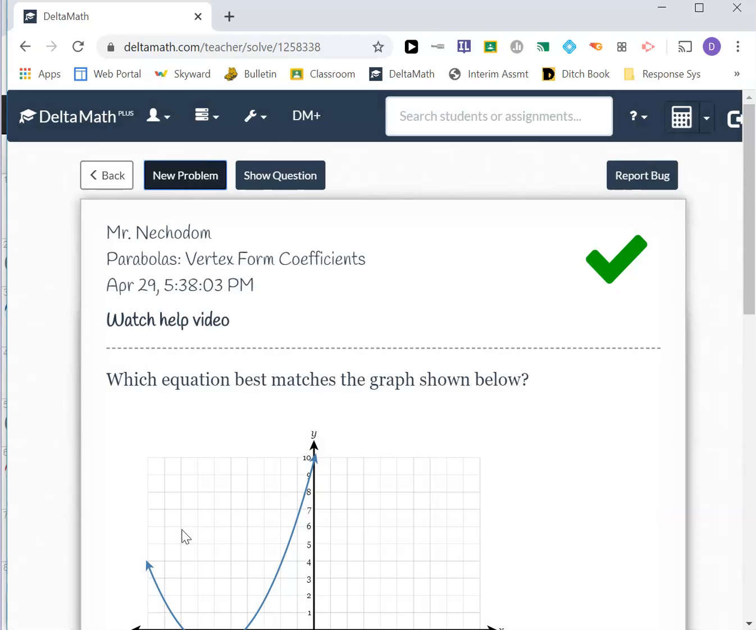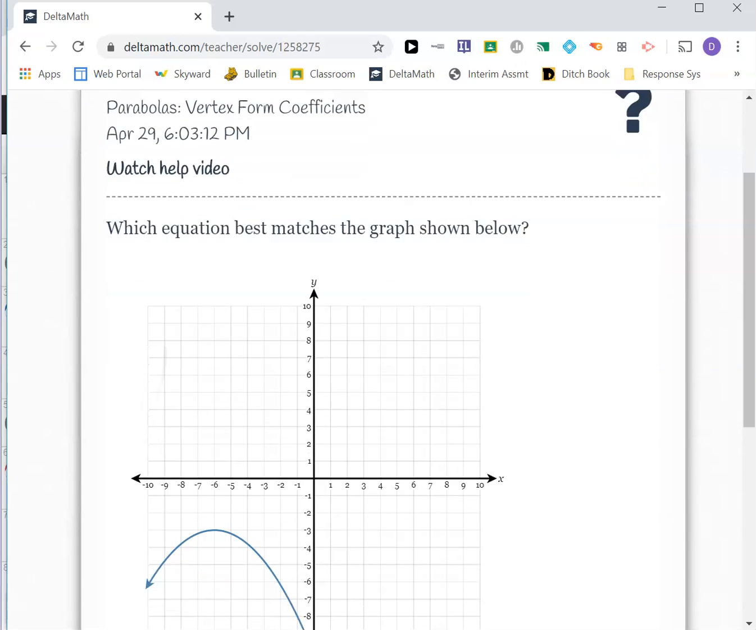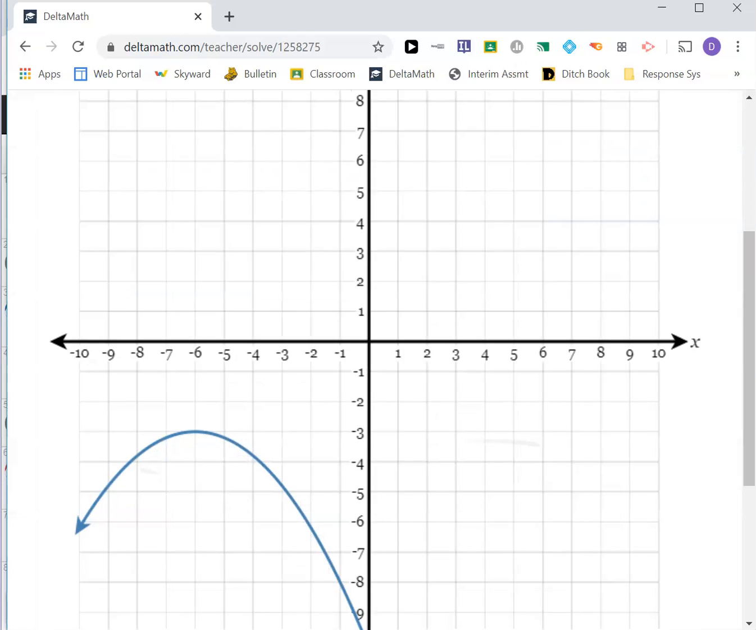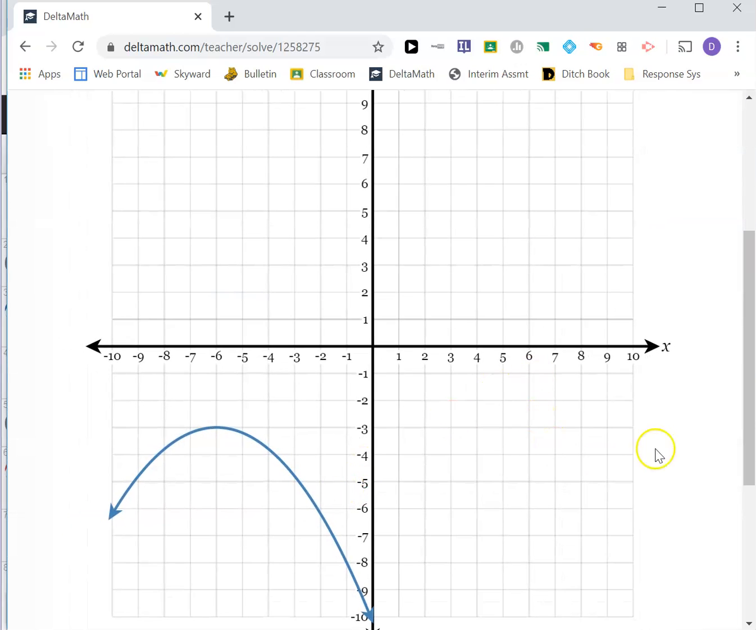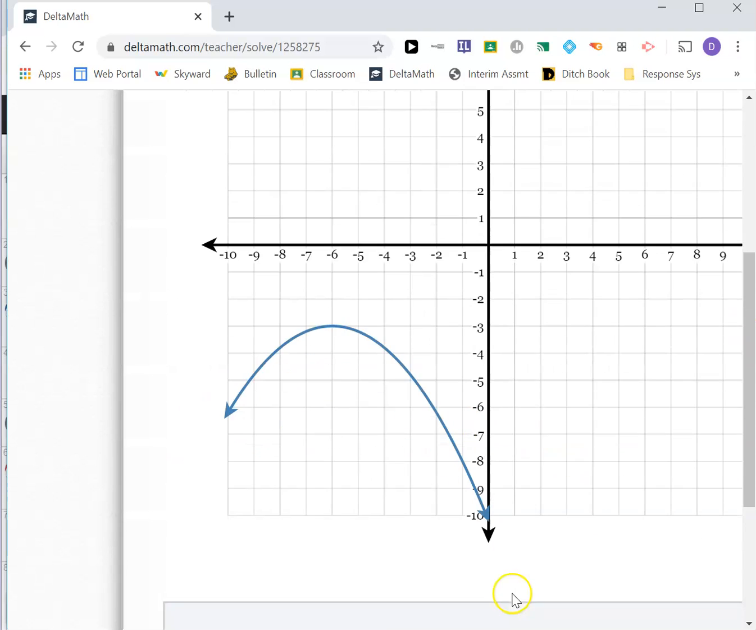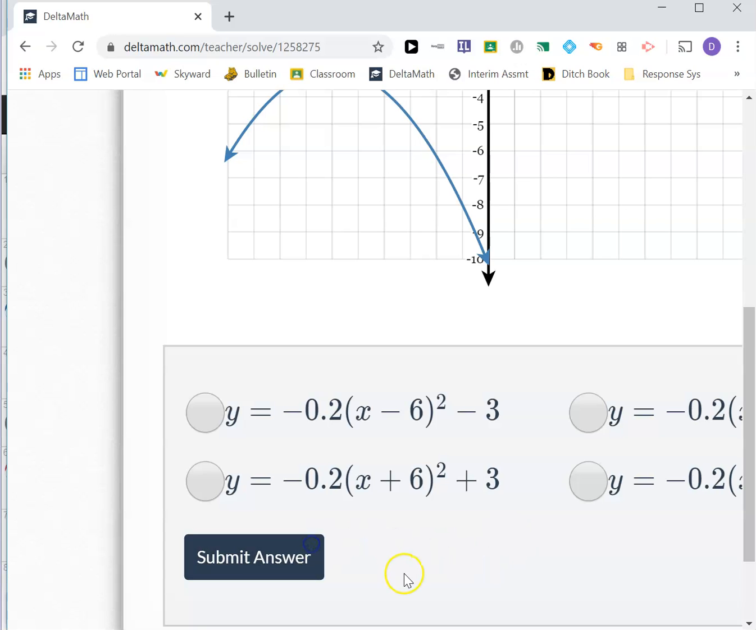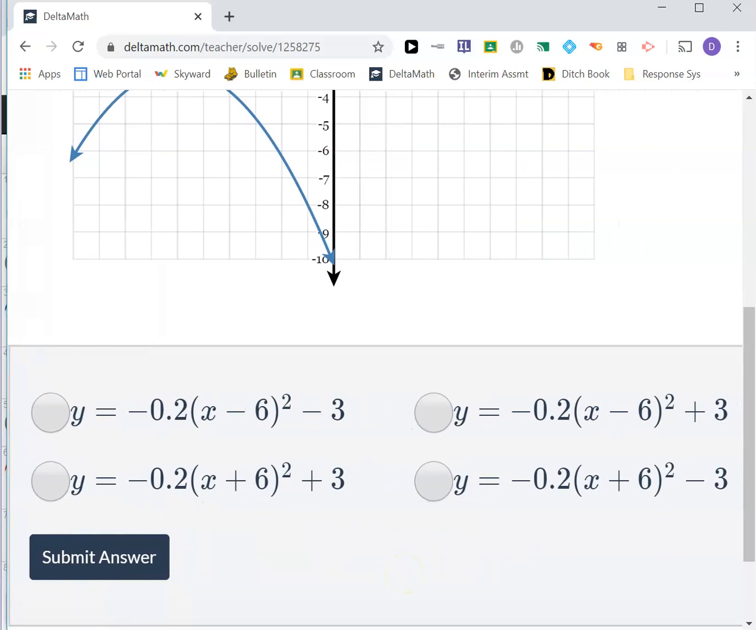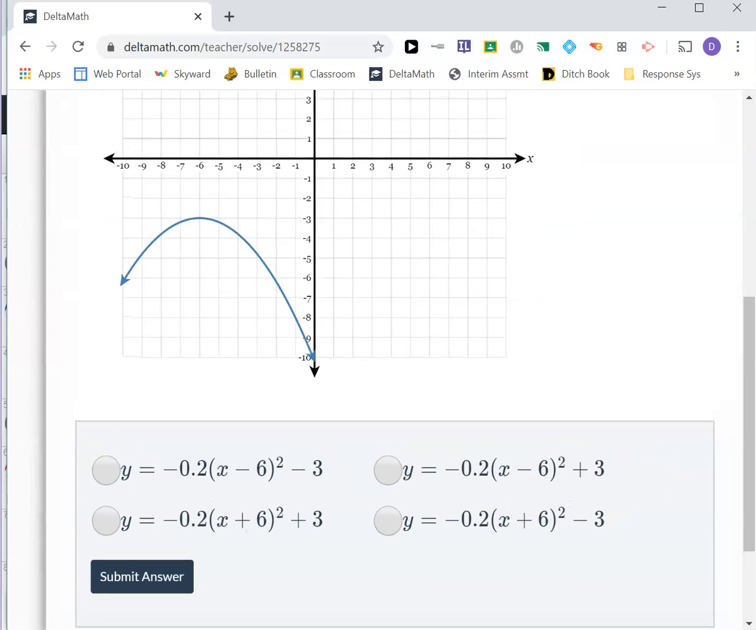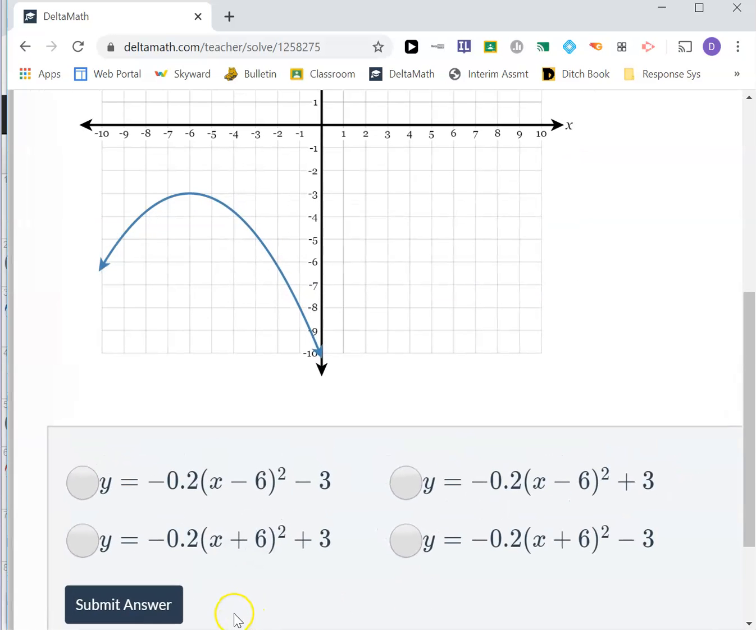See what we get. Okay, let's do another one. This one is upside down, so whatever equation I'm going to have, it better have a negative out front here. They've all got negatives, so that didn't help much. But I noticed that this one is shifted, it looks like, left 6 and down 3. So which one is shifted left 6 and down 3?